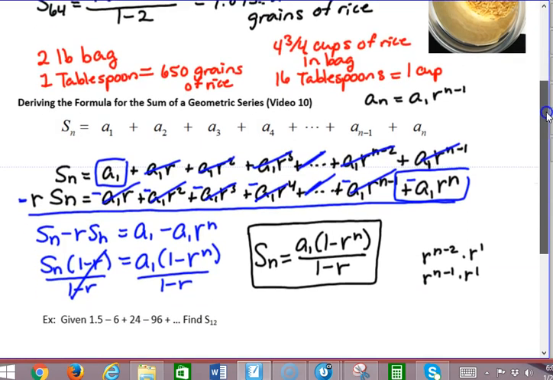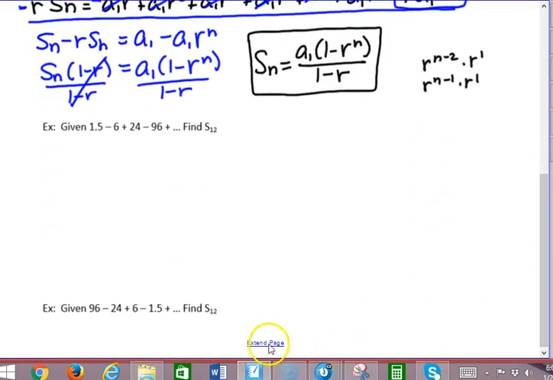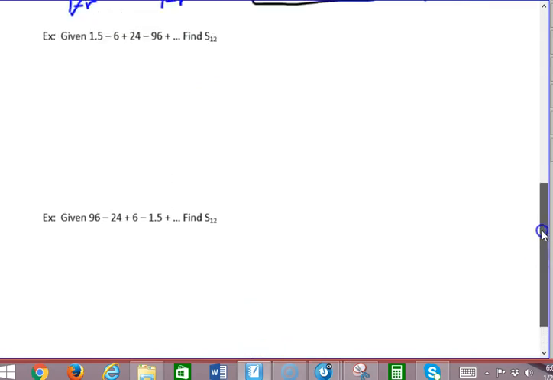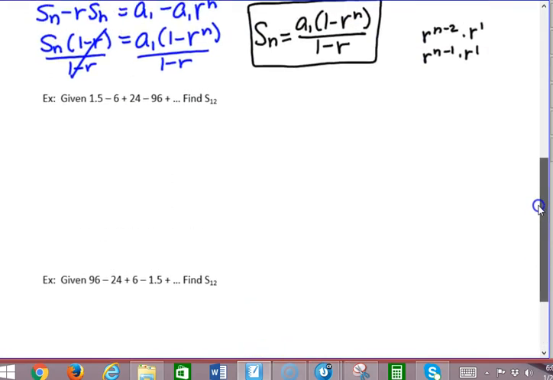I want to apply this rule to a couple more example problems because there are some times when the computation of this, you can make some careless mistakes that I want you to avoid. So I have 2 more geometric sequences. They're identical except one's getting bigger and one's getting smaller. In this one, we're multiplying by -4 each time. So in this case, we have r equals -4. And I want to find the sum of the first 12 terms.